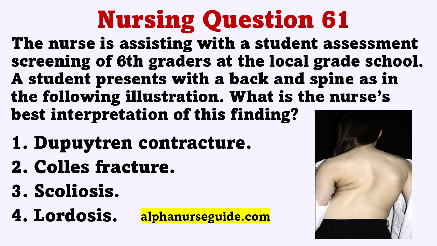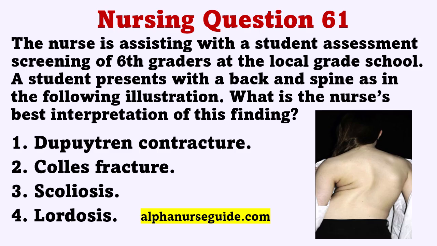The correct answer is 3. Scoliosis. Rationale: scoliosis occurs when the vertebrae rotate and begin to compress. The spinal column moves into a lateral curve. On assessment, findings include asymmetry of hip and shoulder height with prominent thoracic ribs and scapula on one side.